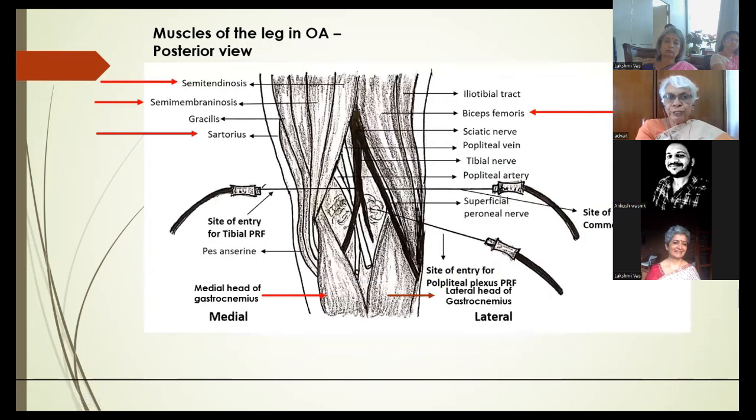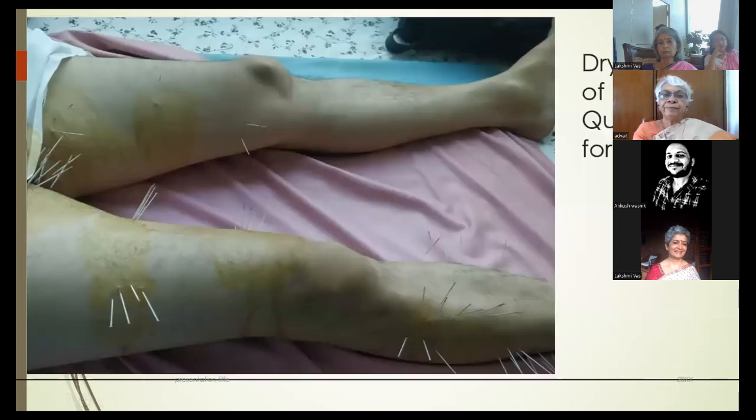And then we have the posterior view for the muscles of the leg. Here you can see the semitendinosus and semimembranosus. We have the gracilis and the sartorius, forming the pes anserine here. We have the biceps femoris on the lateral aspect. And then we have the gastrocnemius lateral head and the medial. This is how you needle from the posterior.